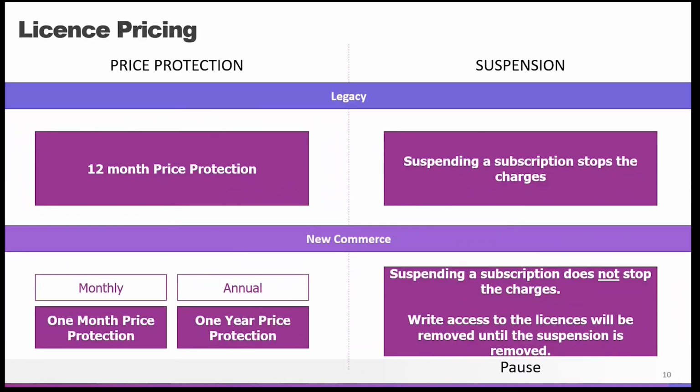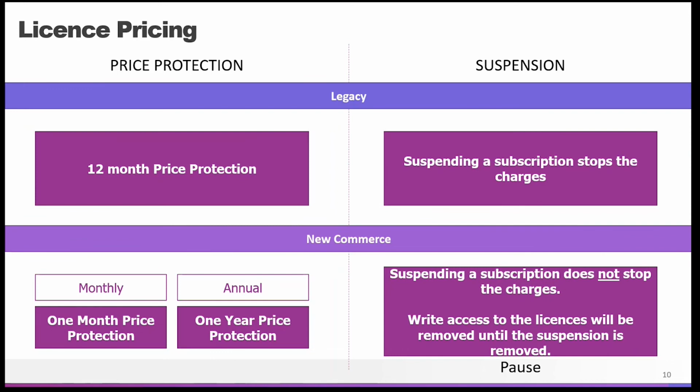So just in terms of the licensing prices and how that's adjusting, we looked at it from a price protection perspective and suspension. Starting with the legacy: traditionally with CSP, you had 12-month price protection, and suspending a subscription stops the charges. That was the end of it. That was why a lot of people opted for CSP, because it added that flexibility. Now that still is there with NCE, but it's just on different terms, I suppose.